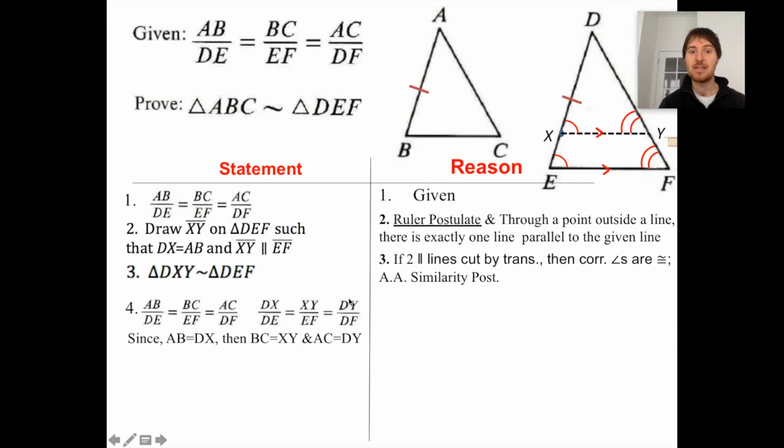AC over DF is the same ratio as DY over DF here, okay? So the given proportions from this triangle to this large triangle are the same as the proportions that we deduced from this triangle to that triangle. So here, if AB equals DX, AB over DE would equal XY over EF, but it also equals BC over EF. That means BC and XY have to be the same because they would form the same ratio with EF. Okay, AC and DY would have to be the same lengths because they would form the same ratio with DF down here. Okay, kind of confusing.